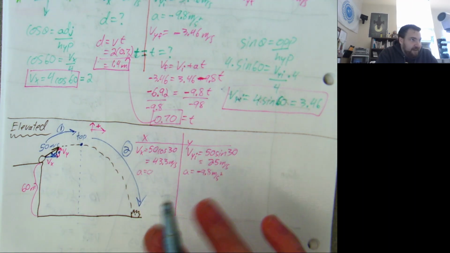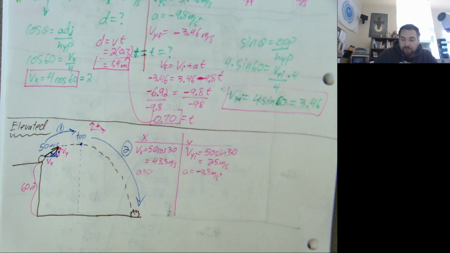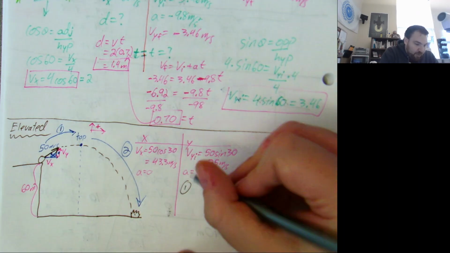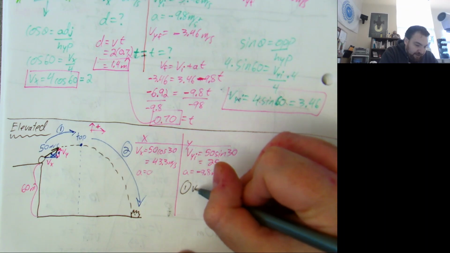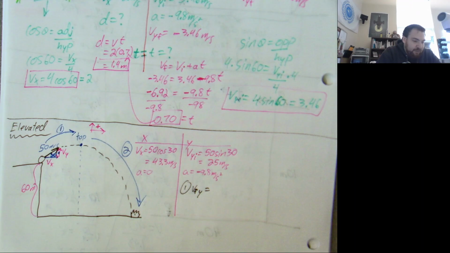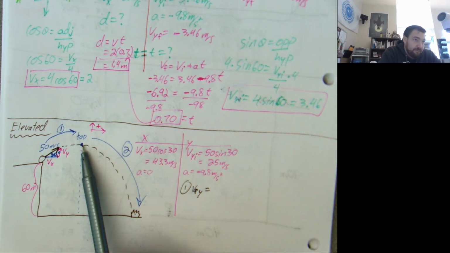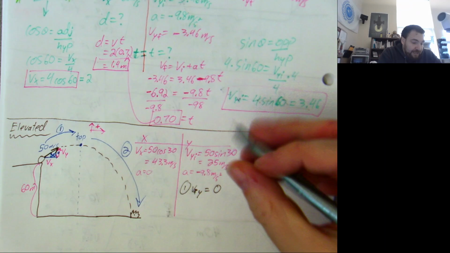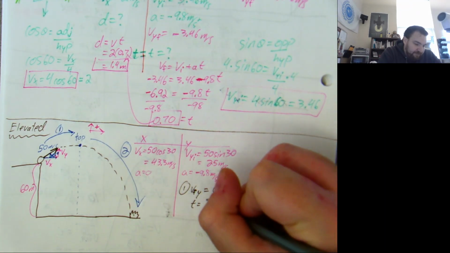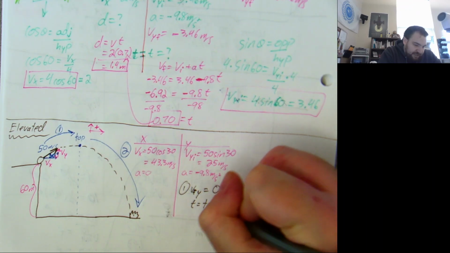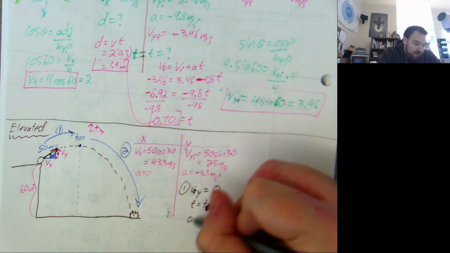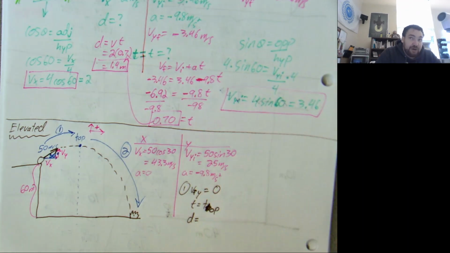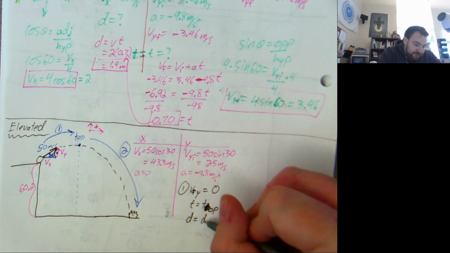If you don't have the quadratic formula available to you, now you've got to break this thing up into 1 and 2. For part 1, we know that Vy final has to be equal to what right there? 0. And so we can use this information to find two things. We need to use this to find the time to the top, sorry, T top. And we need to know how far vertically this thing travels. We need D to the top.